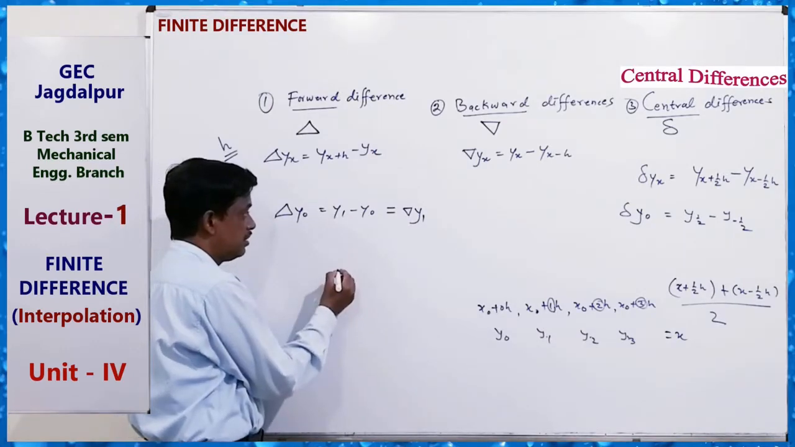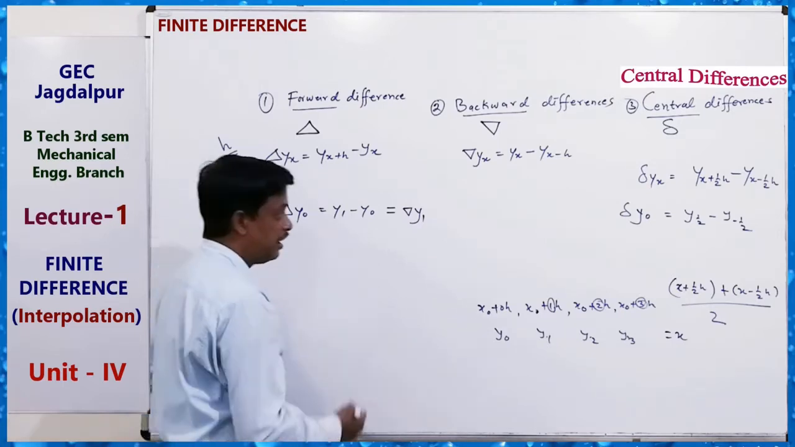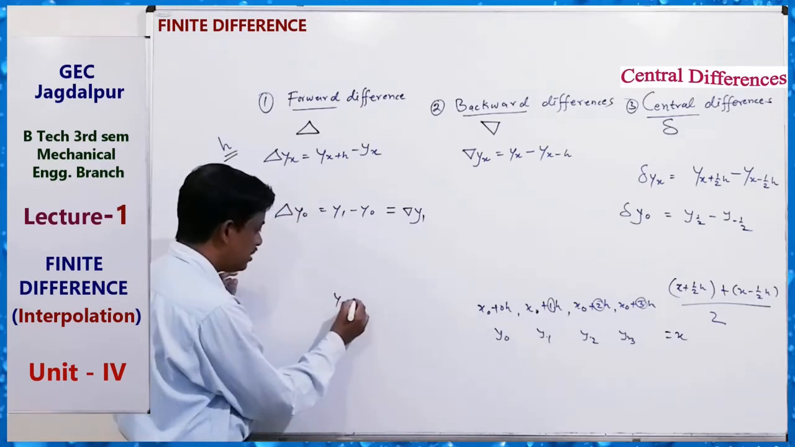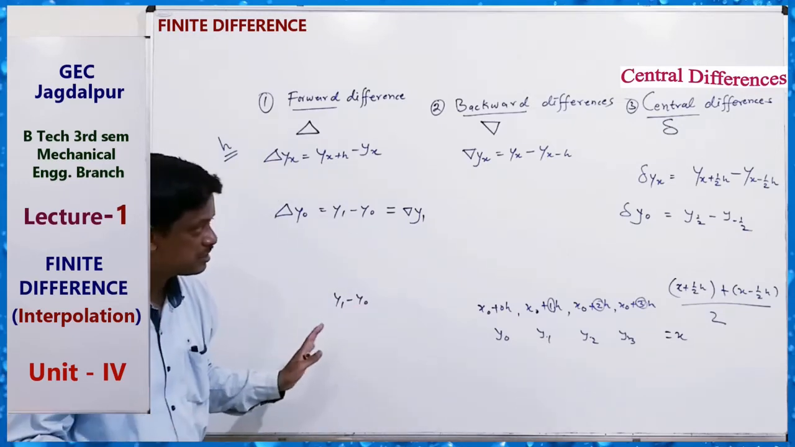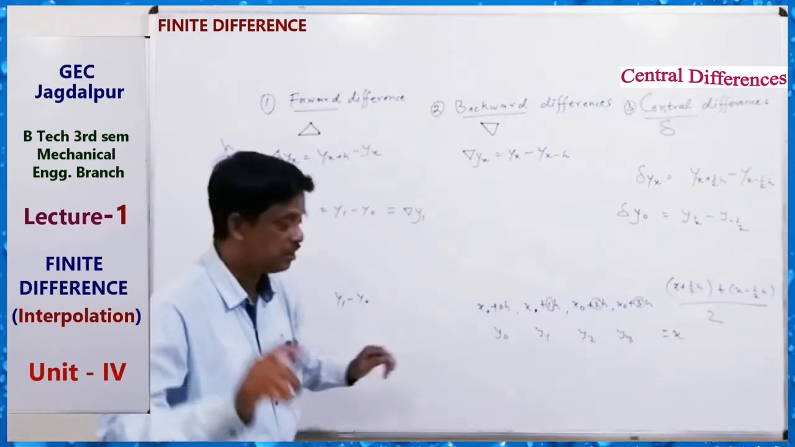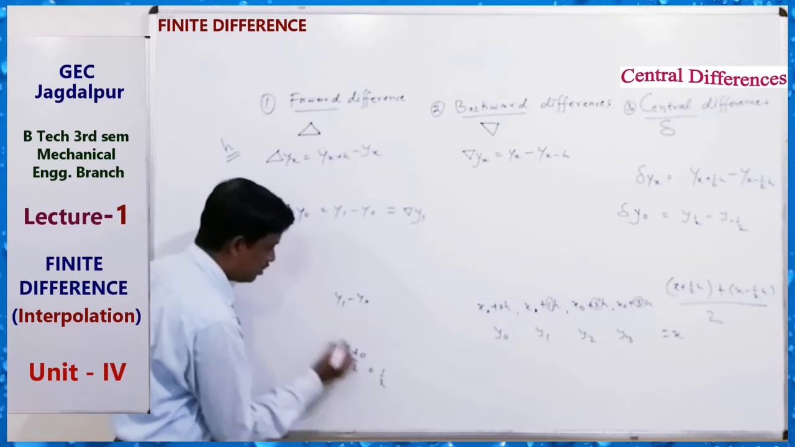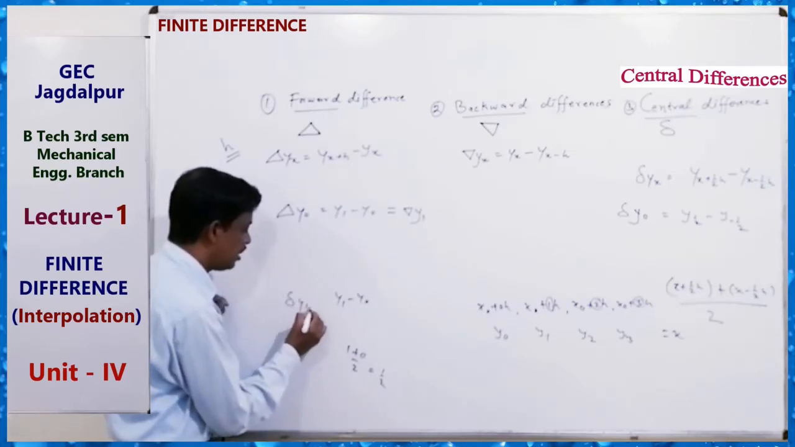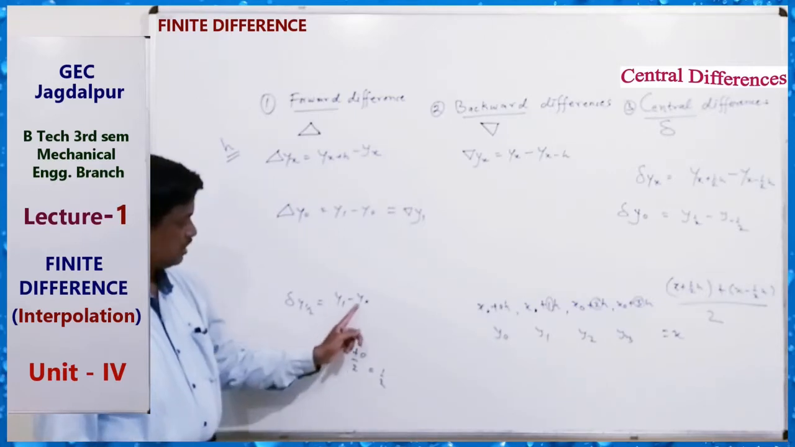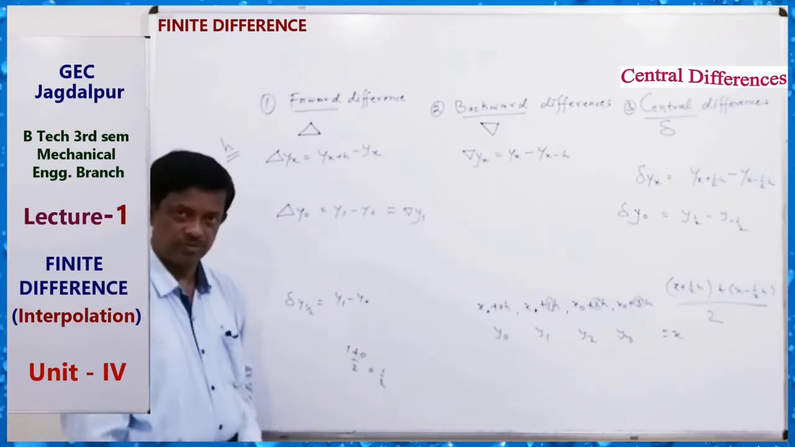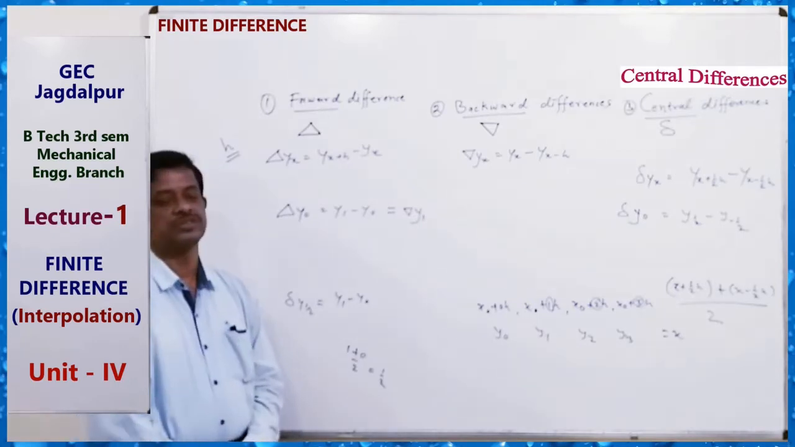This can be written as y1 minus y0. Then for the difference, this is the average of these two, 1 plus 0 by 2, what? Half. That is delta y half equals this, because the average of 1 and 0 is 1 plus 0 by 2, that is 1 by 2.